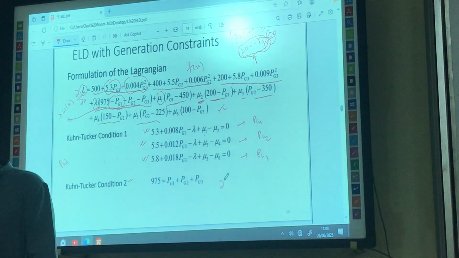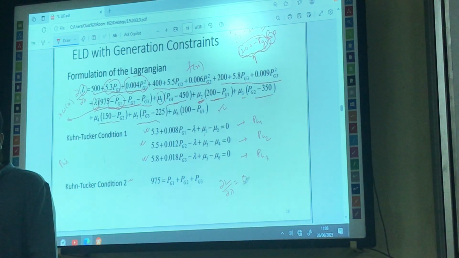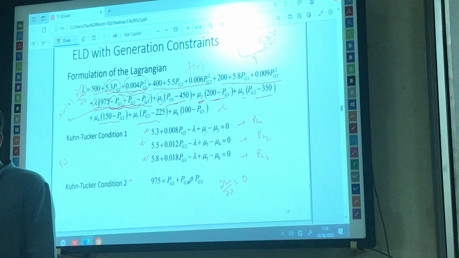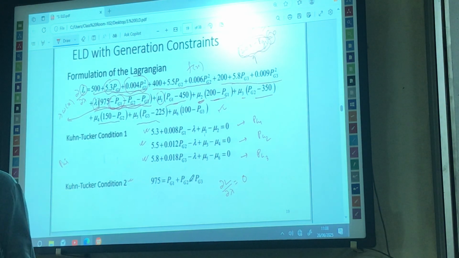The condition is nothing but del L over del lambda. So it will be equated with 0. Okay. At that time you will get 975 minus Pg1 minus Pg2 minus Pg3 equals to 0. If you take these three terms to the right hand side, it will be an additive term. Okay. So it will be 975 equals to Pg1 plus Pg2 plus Pg3. So this is our condition number 2.